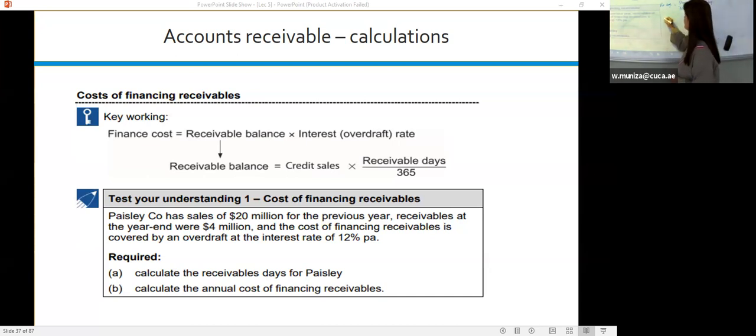Okay, then they are asking about the cost of financing receivables. So simply, receivables balance, that is how much? 4 million, multiplied by interest rate. Interest rate is 12%. So 0.48 million dollars. So this is our cost of financing receivables, which is simply receivables balance multiplied by finance cost, as they have written.